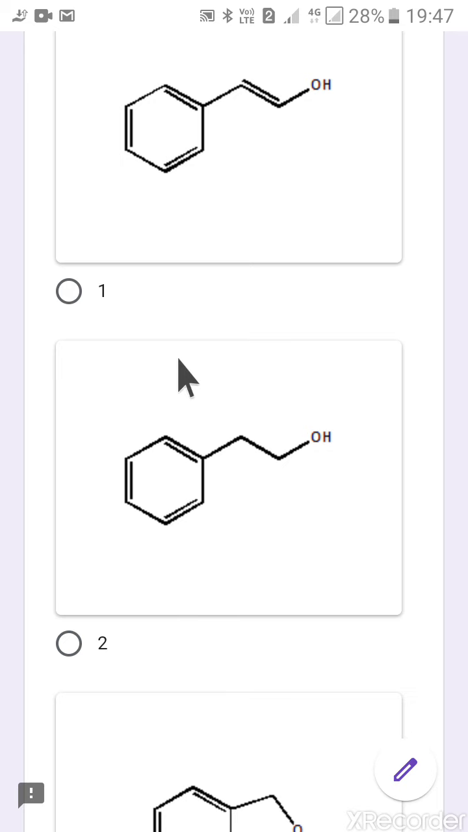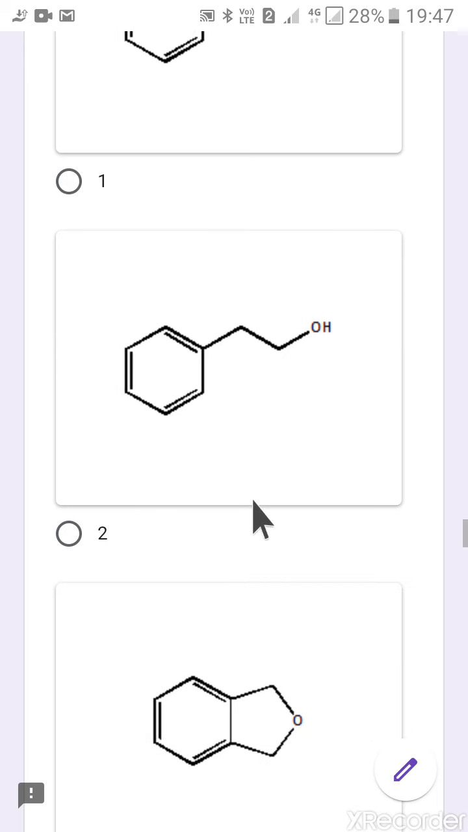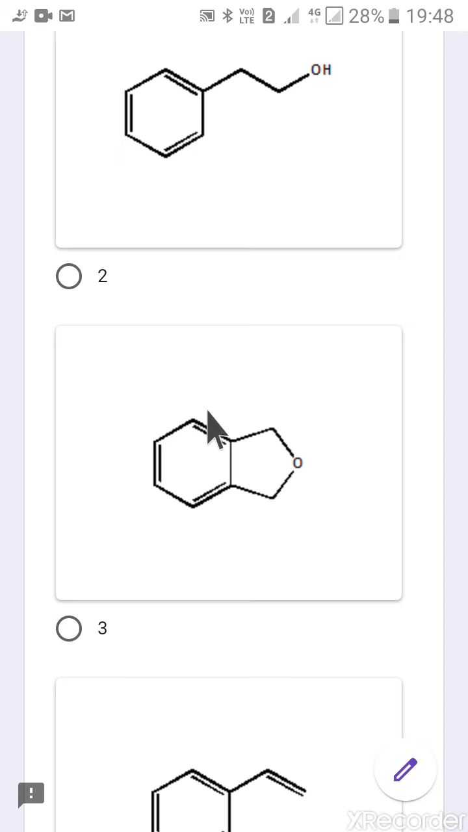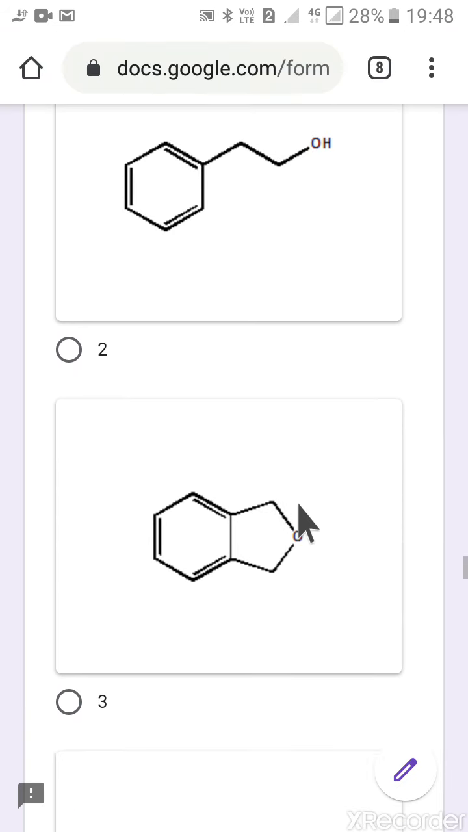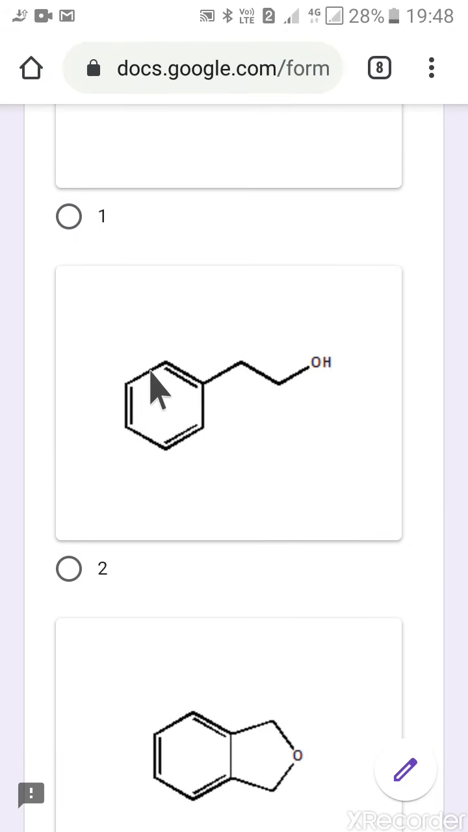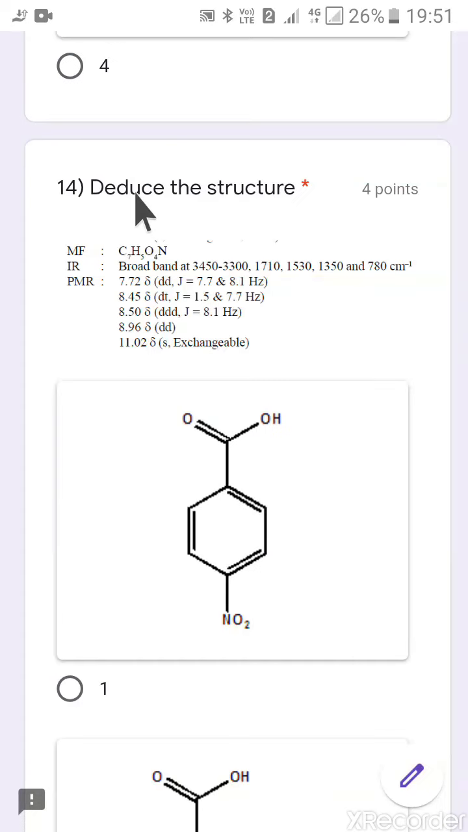That means this option looks like a correct option, but let's consider other options also. In this we have CH2, but this will show a singlet because the molecule has symmetry, so we don't have a triplet of CH2 in this molecule, so this is also ruled out. In this also we don't have CH2, so the correct option for this problem is option number 2.